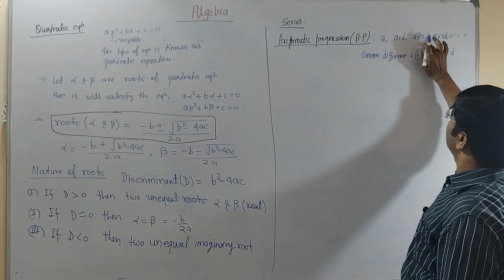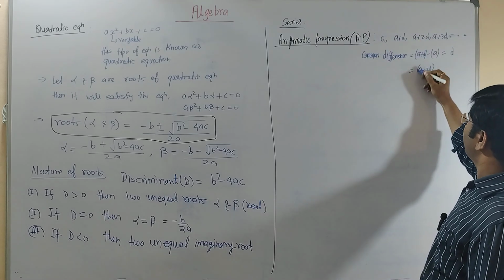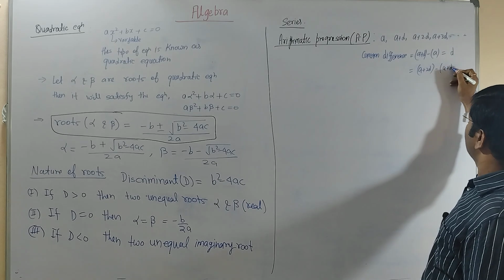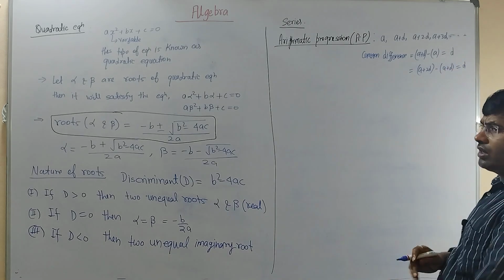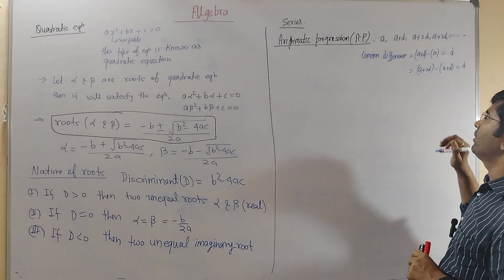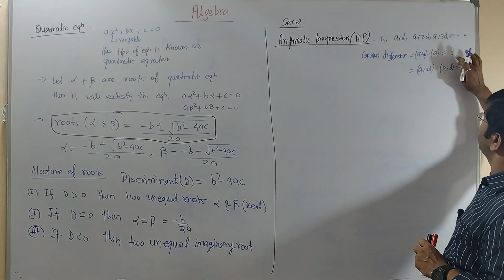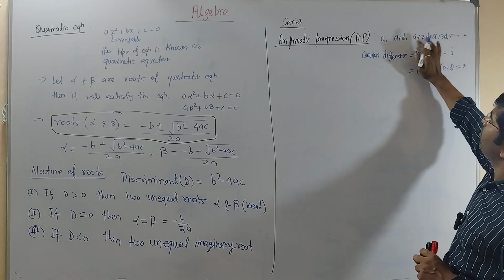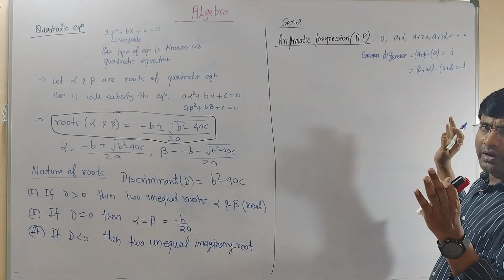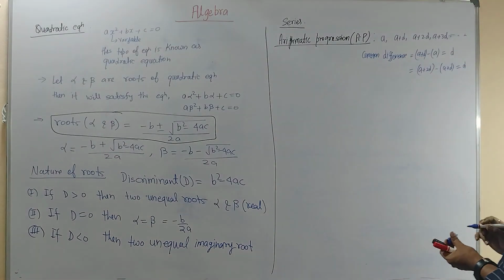Similarly we can write third term minus second term, a plus 2d minus a plus d, so d. So here the difference of two consecutive terms will always be the same, and that is known as common difference, okay. So common difference here is d, that means you take two consecutive numbers at a time, and their difference will be the same, that is known as common difference, okay.